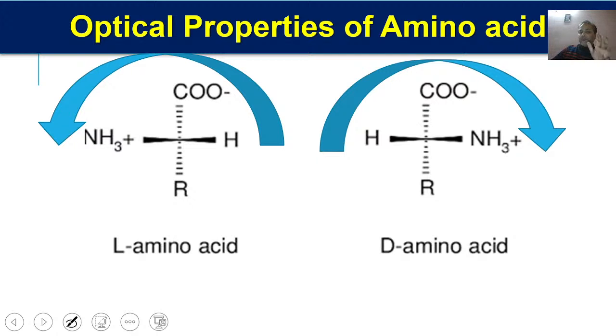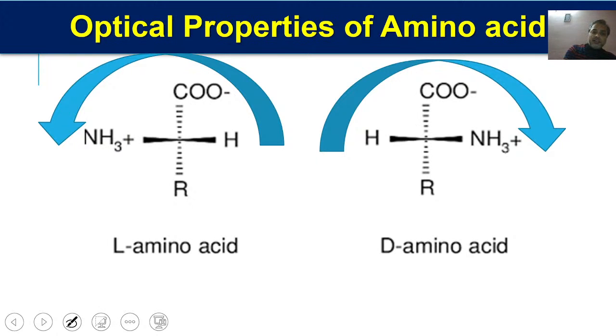Whenever we find that it is an asymmetric carbon, then we can go for nomenclature, that is, how to do nomenclature: whether it is D form or L form. Yesterday I also told you how to do nomenclature; you can watch that video also.